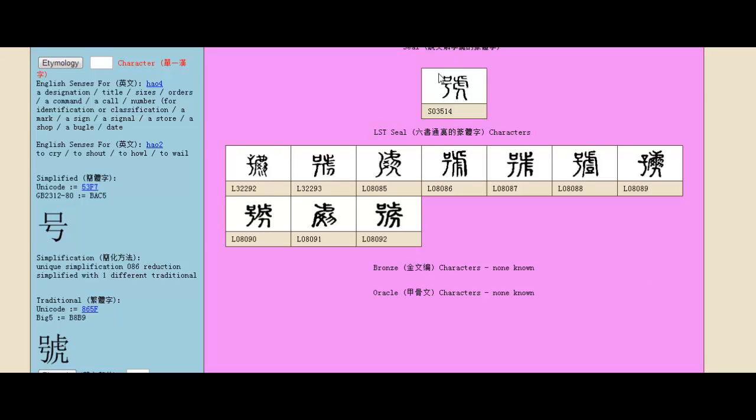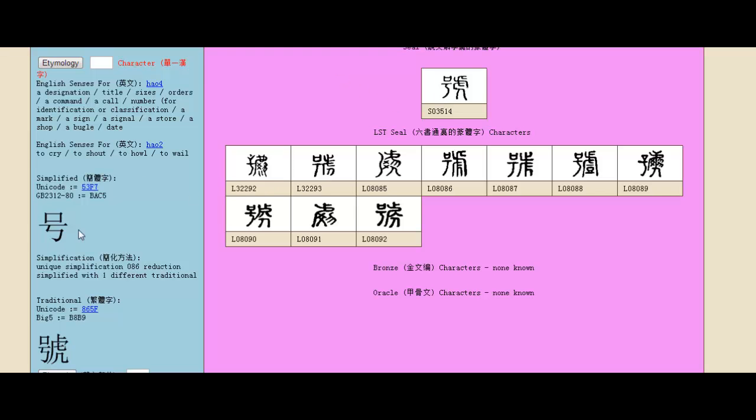Okay, this is what the old style kanji looked like, and you can see that actually the kanji that we use today is only the left-hand portion. It's a simplified version, and there used to be on the right-hand side this element, which actually means tiger, and it was about the sound that you make when a tiger growls or roars. So it meant to shout out, and then by extension it became to mean a command, a call, then a number, a mark, a sign, a signal. So what we have today is the left-hand side.